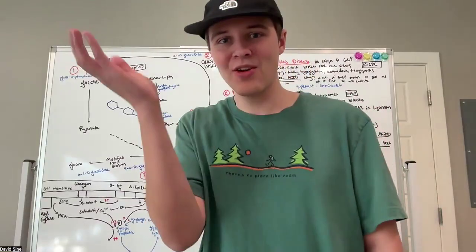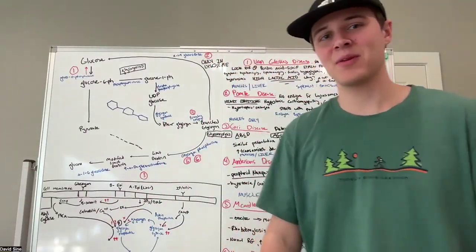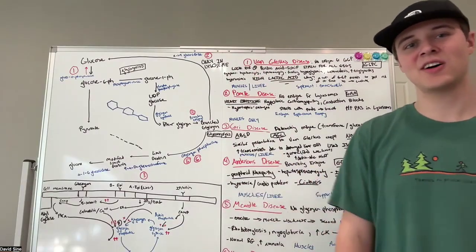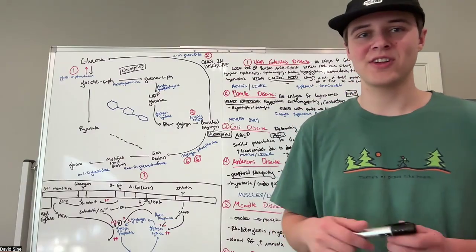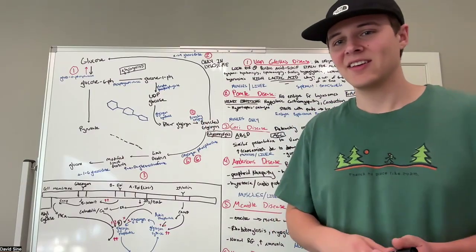Okay, we'll keep going. I don't know why I got scared in front of the camera, but the production of glycogen is called glycogenesis, and then the breakdown of glycogen is called glycogenolysis. I don't know why I brain farted that.